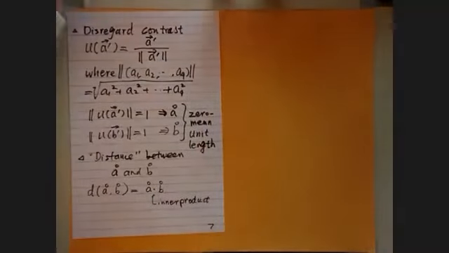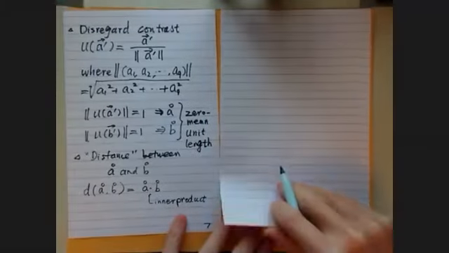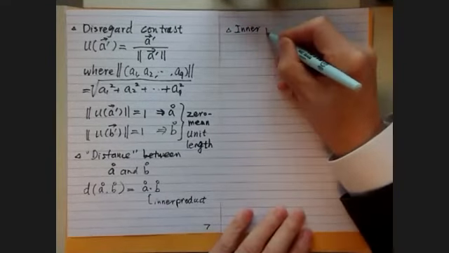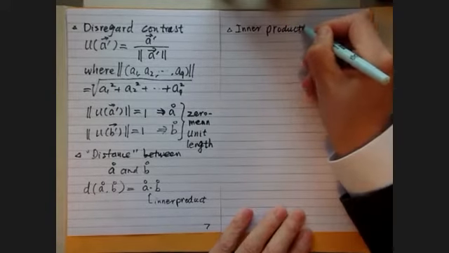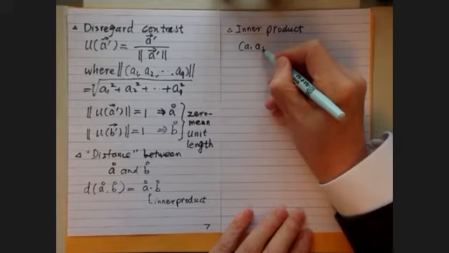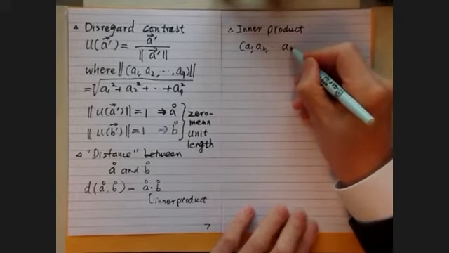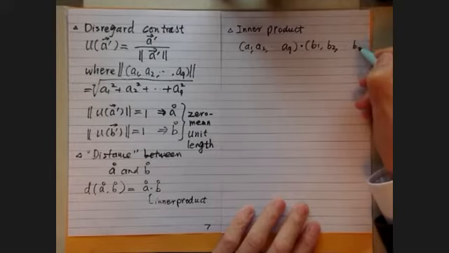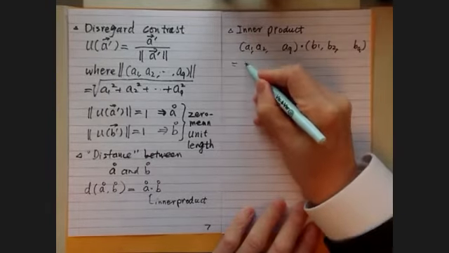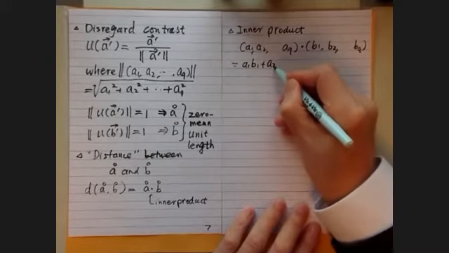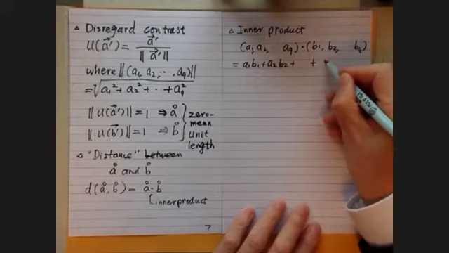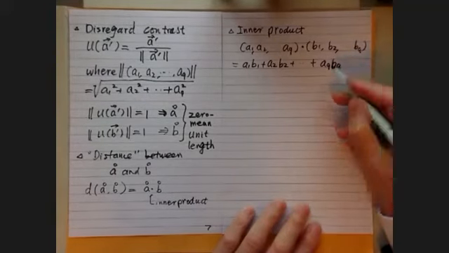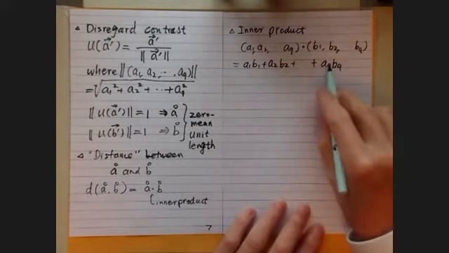Inner product, review. Suppose we have a vector A1, A2, up to A9, inner product with B1, B2, up to B9, and that equals A1 times B1 plus A2 times B2 plus up to A9 times B9. That's the inner product. Just add this together. So now what's the meaning of this value?